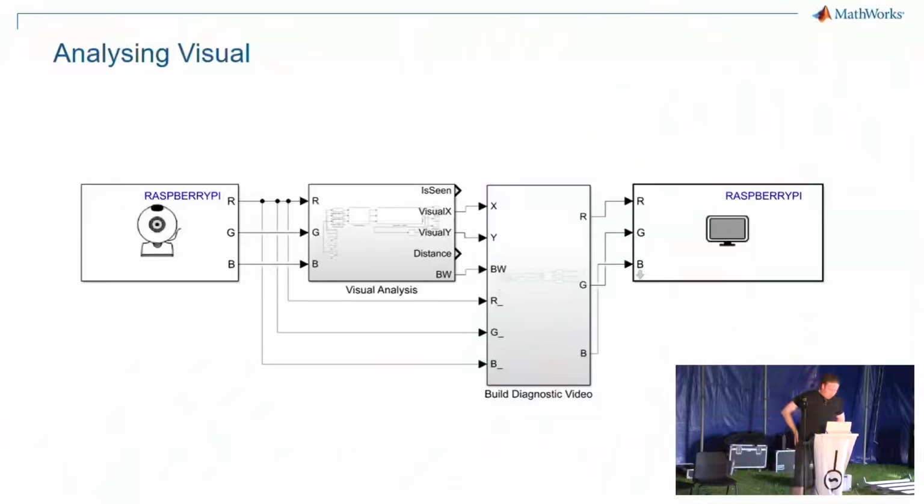Well, one of the things you probably want to do is prove that it works, separate from actually trying to get the robot to behave. So this visual analysis and the camera are the same blocks as from the previous model, but on the right-hand side I've just inserted a block to build a diagnostic video. So build a video of what the robot sees and where it thinks things are, and then stream that video from the Raspberry Pi to something which has a screen.